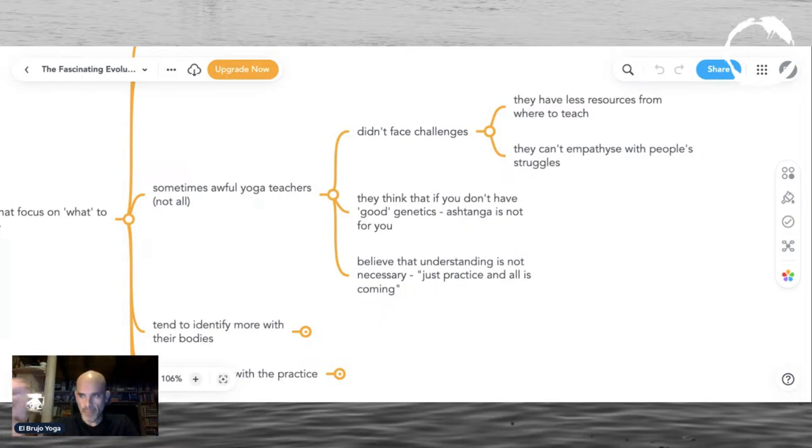So if they see somebody that is struggling, they think, okay, you have to do it better. I don't understand why you cannot do this thing. They cannot put themselves in the other person's shoes. It's difficult for them. And it's not always, of course, as I say here, not always and not all. But sometimes there is an archetype that fits inside of this. They think that if you don't have good genetics, Ashtanga is not for you.